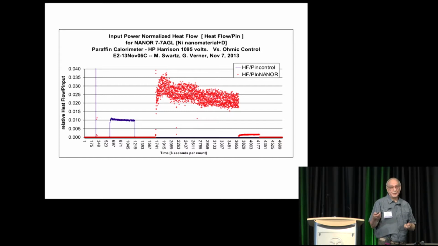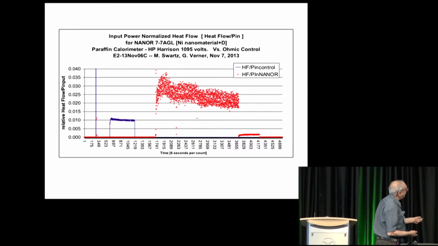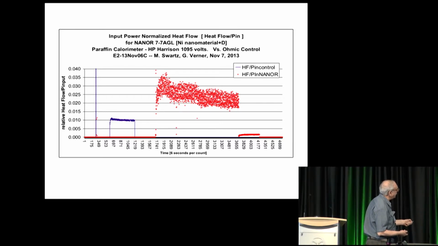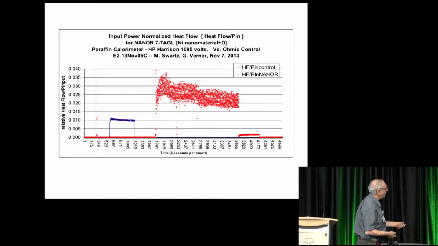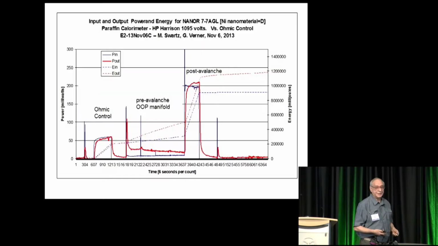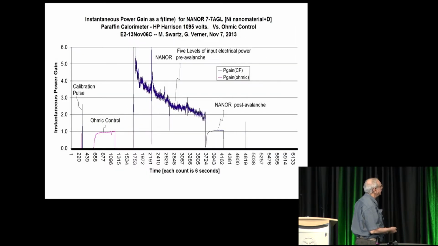We use heat flow sensors. We do a lot of multiple ways of checking beyond calorimetry. So even with the heat flow sensor, here's the ohmic control, here's the amount of heat flow with the ohmic control, here's the amount of heat flow with the nanotype component, which had less input power going into it, and all of a sudden, we go to the avalanche and we're not making the heat. That was our first indication.